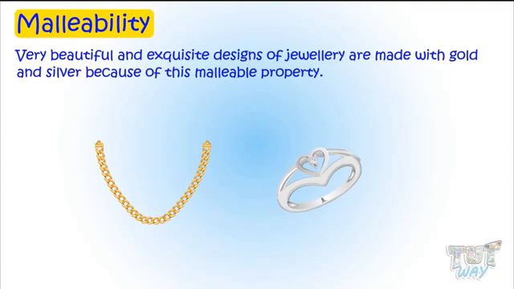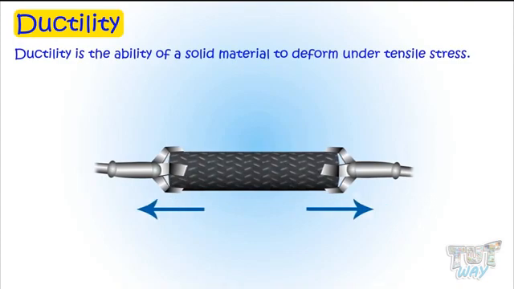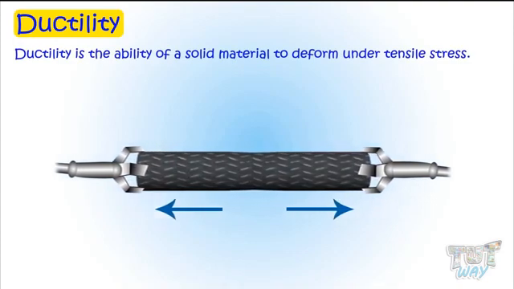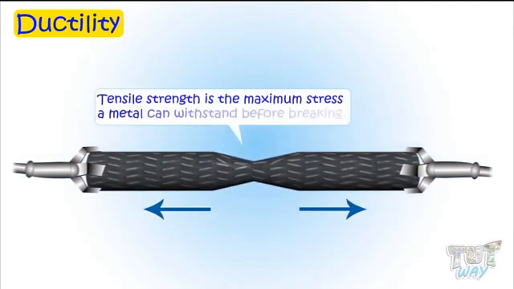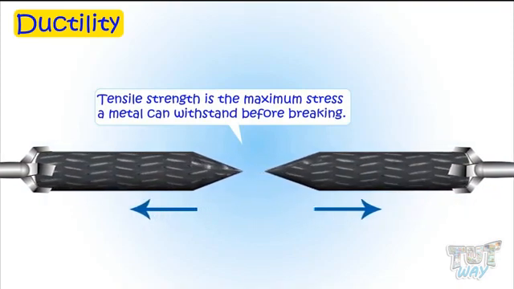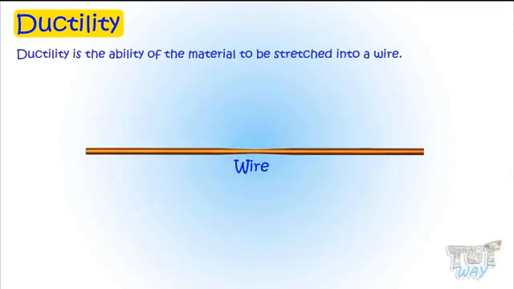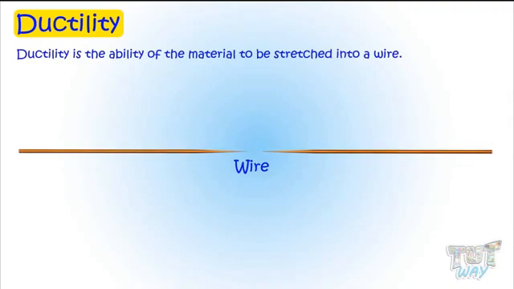Now, let's have a look at another property, which is ductility of metals. This property is known as ductile. Ductility is a solid material's ability to deform under tensile stress. Tensile strength is the maximum stress a metal can withstand before breaking. More specifically, ductility is a material's ability to be stretched into a wire.